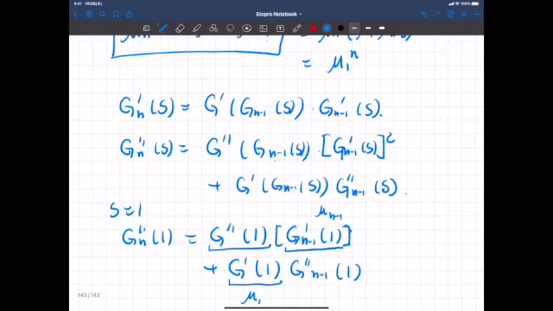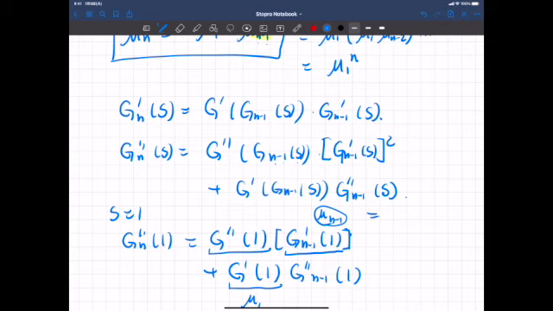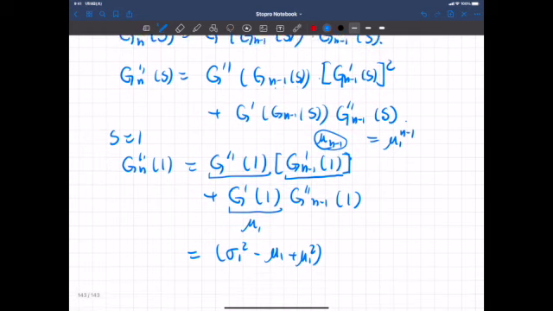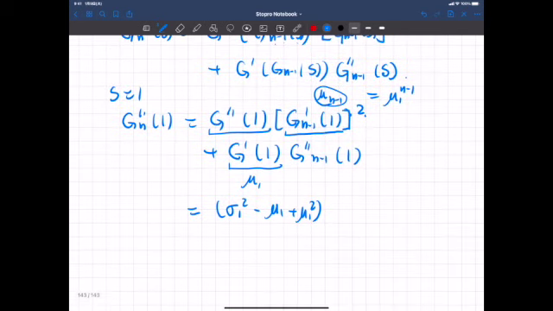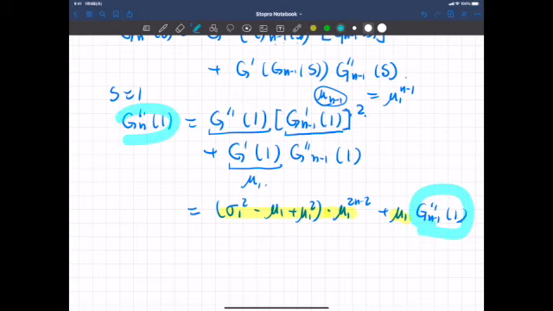And we've seen before this one, mu n minus 1 is equal to mu 1 to the power of n minus 1. Wait a minute, so this should be squared here. So this one times mu 1 to the power of 2n minus 2 plus mu 1, so this is mu 1, and g n minus 1 double prime 1. Okay, so these values are all known, and what's unknown are this and this here.